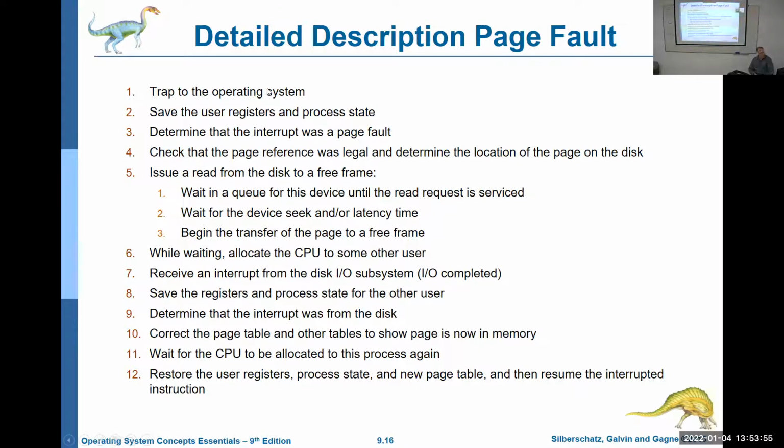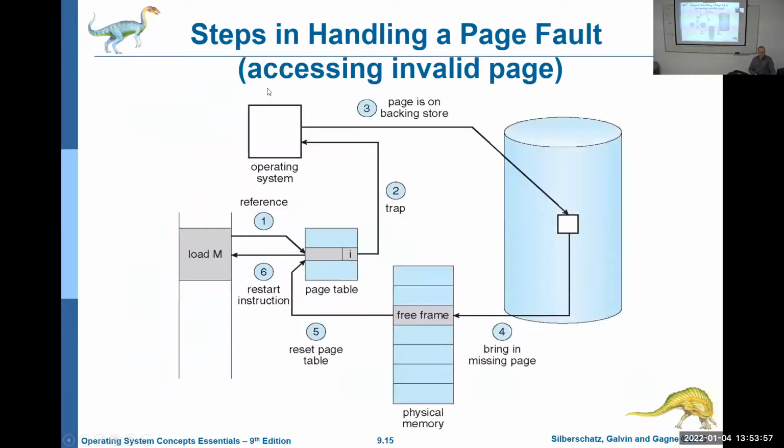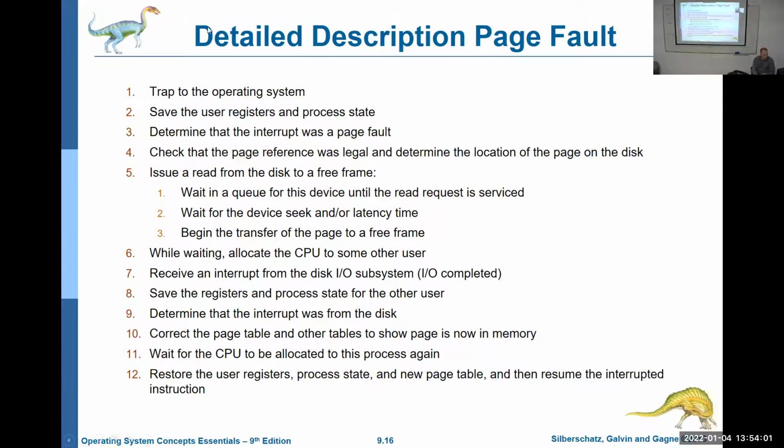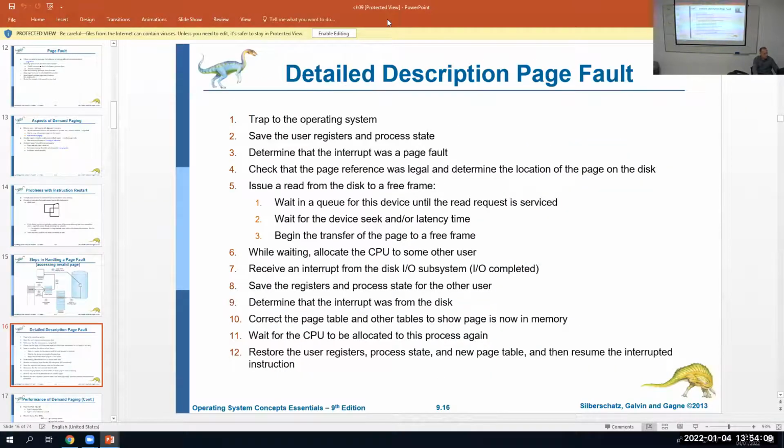Trap to the operating system. So what did I write? Detailed description. Someone asked a question in the Zoom chat. Yeah, oh, I need to look. No. When I'm in this mode, it doesn't show me there. Oh yeah, chat. So I would ignore it, it's red.